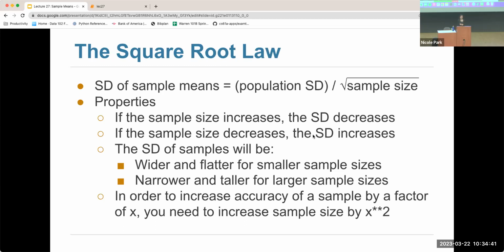Yes, the question was, is the accuracy measured by the standard deviation of the sample means? And yes, in this case, the standard deviation of the sample means is that measure of accuracy that we're getting. Okay, any other questions? Let's move on.